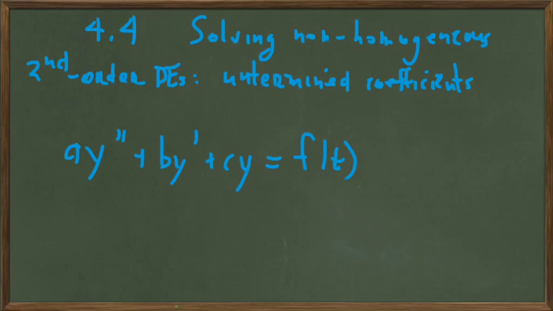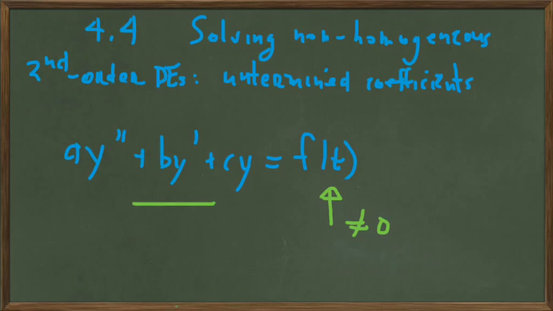In this Chapter 4 video, we're going to see how to solve what we call non-homogeneous second-order differential equations with constant coefficients. So here's our second-order differential equation with constant coefficients. We can see that it has a right-hand side f of t, which is not equal to 0. That's what makes it non-homogeneous.